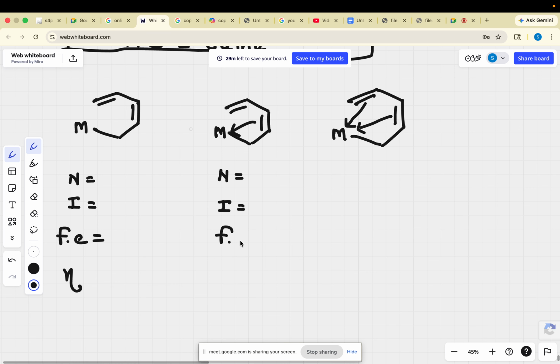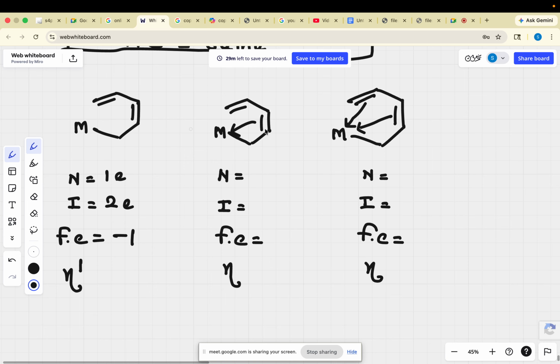Tell me one by one. Here in the neutral method you are getting how many electrons? 1 electron. Ionic method you will get 2 electrons. Formal charge will be minus 1, and eta value is 1. Okay, now I am coming to the next.